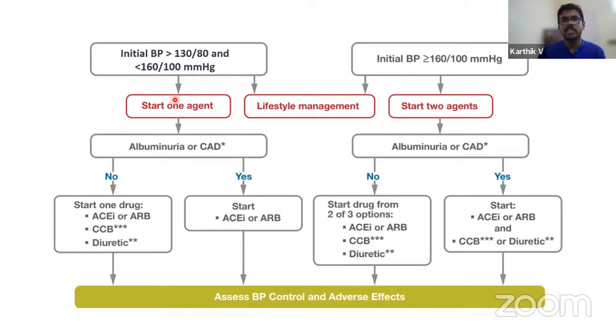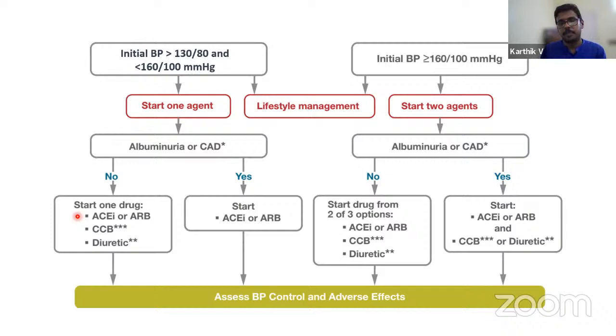And which agent will you choose? You look into two aspects, the cardiovascular profile of the patient and the renal profile. If the patient has got risk factors or in fact affection of these two arms, then you start the patient on an ACE inhibitor or ARB. Or else you can start either an ACE inhibitor or ARB or a calcium channel blocker or diuretics. But in our practice, RAS blockade with an ACE inhibitor or ARB is by far the most commonly prescribed medication, followed by a dihydropyridine calcium channel blocker.